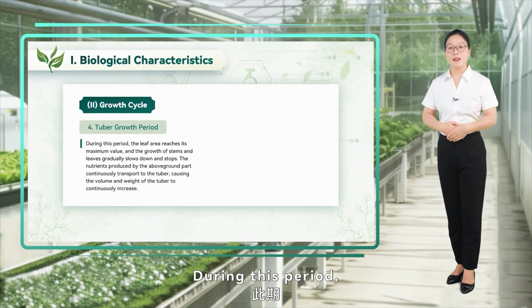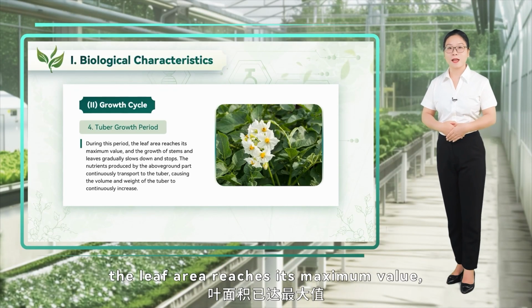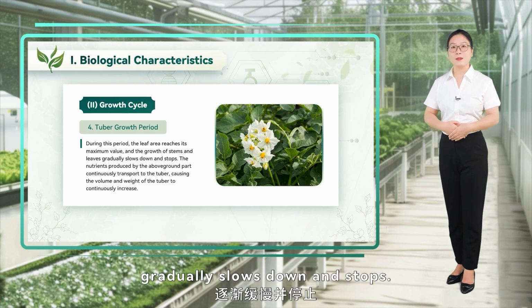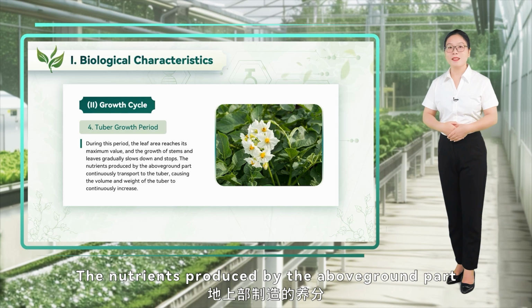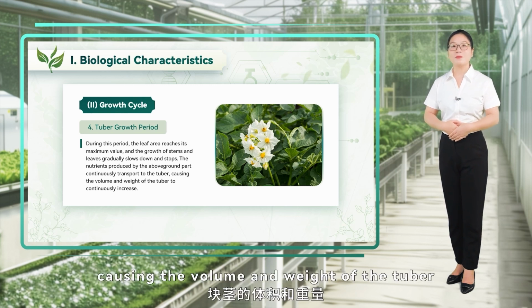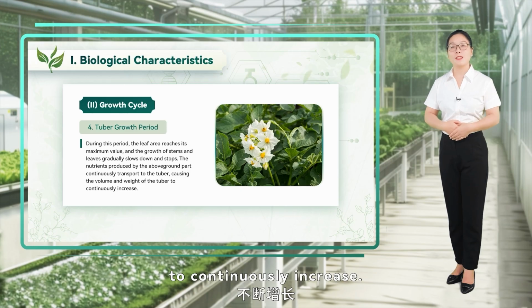During this period, the leaf area reaches its maximum value, and the growth of stems and leaves gradually slows down and stops. The nutrients produced by the above-ground part continuously transport to the tuber, causing the volume and weight of the tuber to continuously increase.